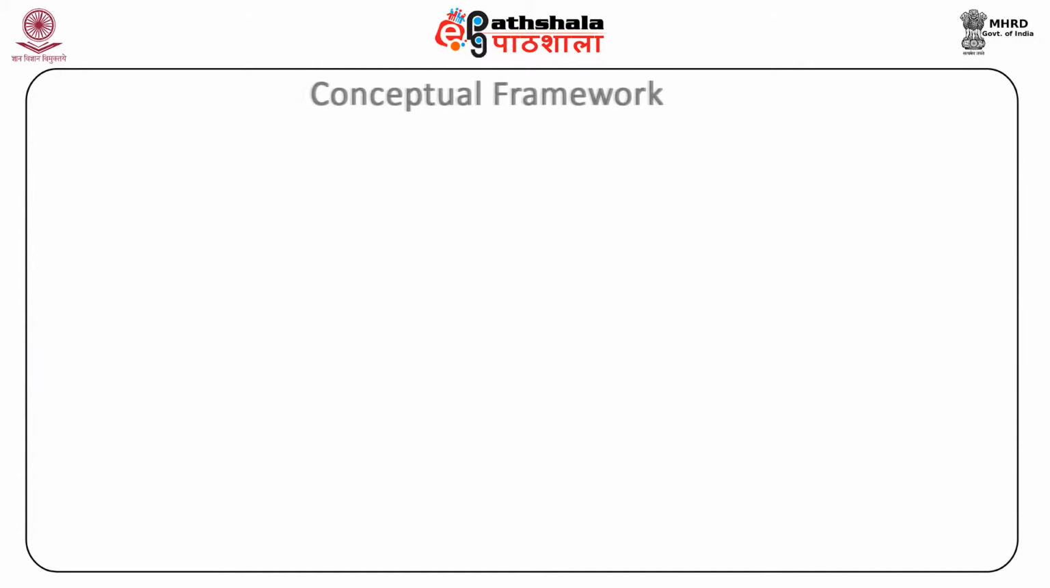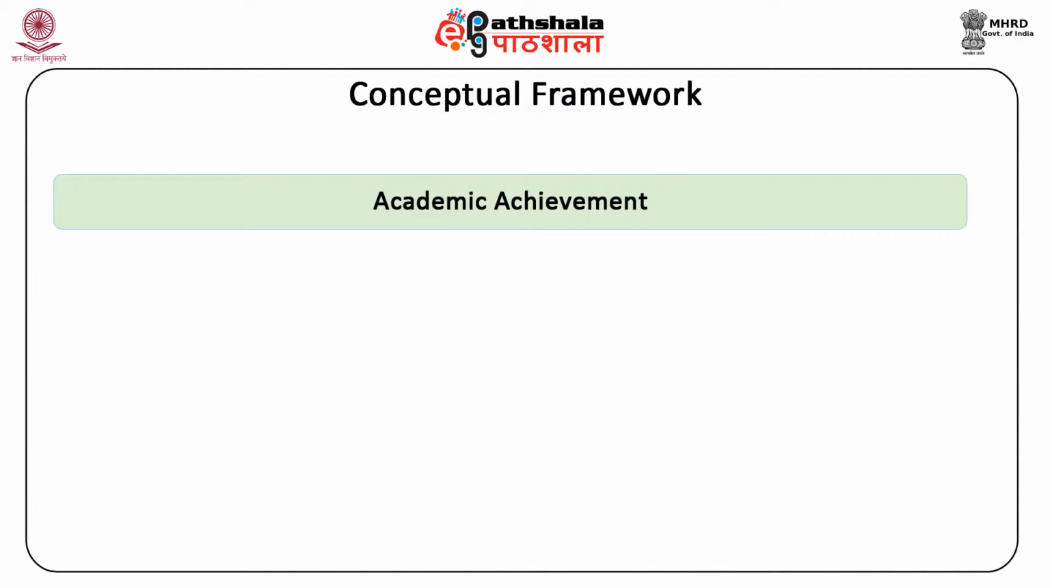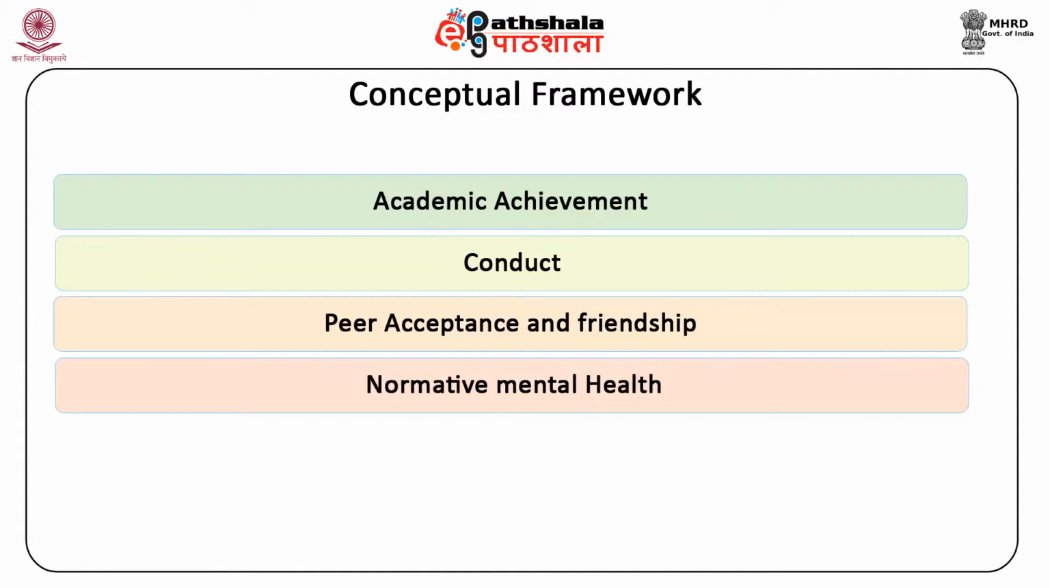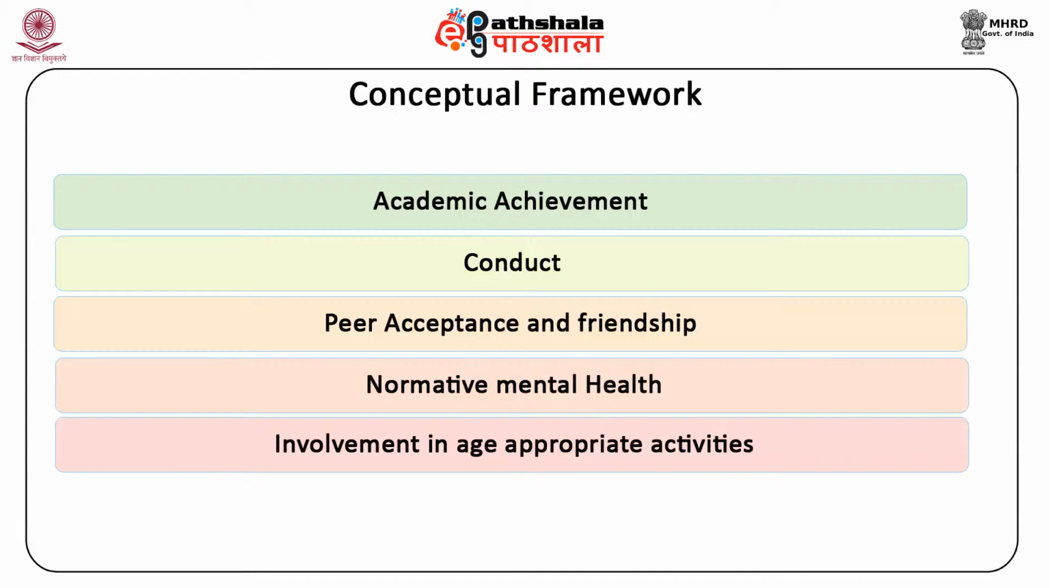In studies of resilient children and youth, typical measures assess the following in terms of good outcomes: academic achievement, conduct, peer acceptance and friendship, normative mental health, and involvement in age appropriate activities. Most studies focus on multiple indicators of good functioning rather than a single domain of functioning.